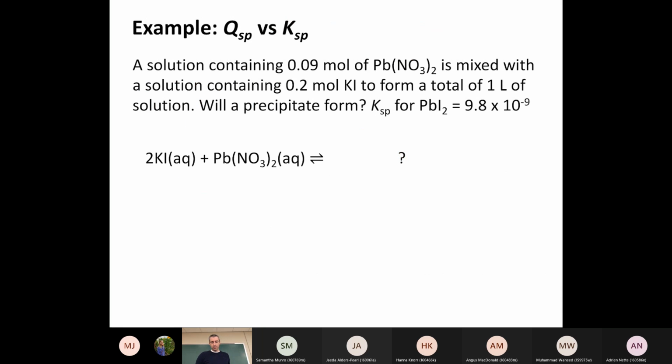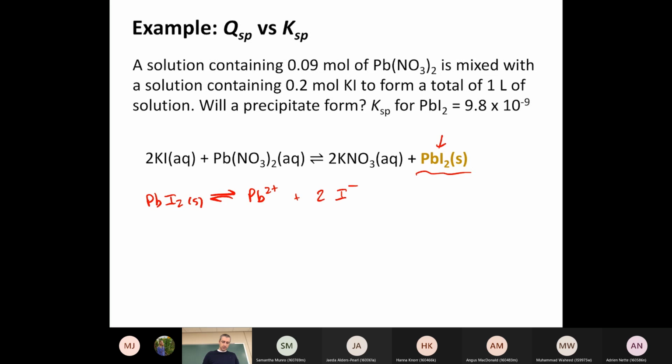Example: a solution containing 0.09 moles of lead nitrate is mixed with a solution containing 0.2 moles. Will a precipitate form? So I guess the question is, will this form a solid? The precipitate we're looking at is PbI2. PbI2 solid would establish an equilibrium with its ions, Pb2+ and 2I minus, both aqueous. And our Ksp would be equal to the concentration of lead 2+ at equilibrium times the concentration of I minus squared at equilibrium. So we know what that value is, right? It's given to us in the question.